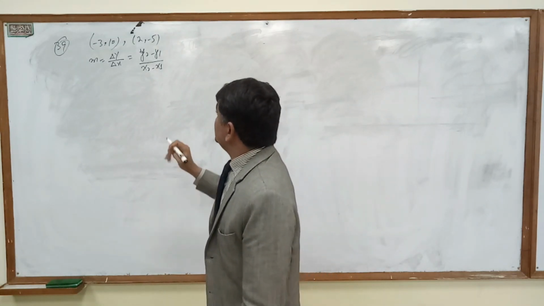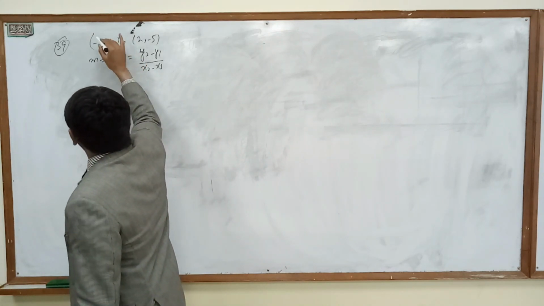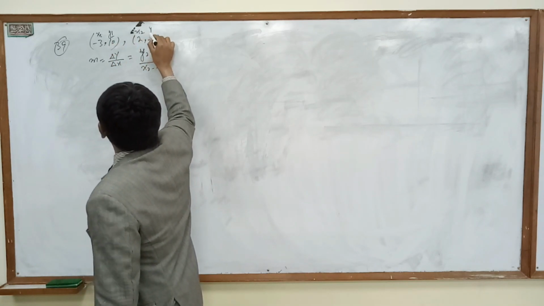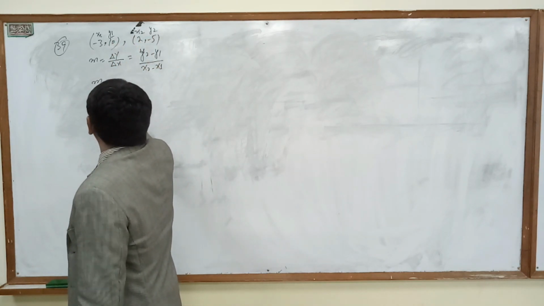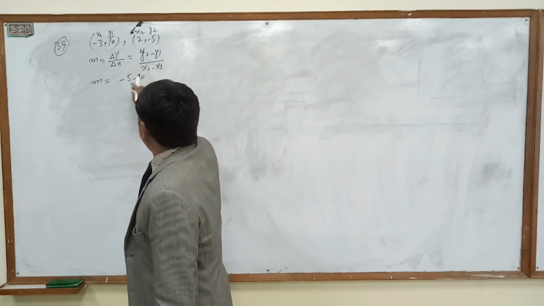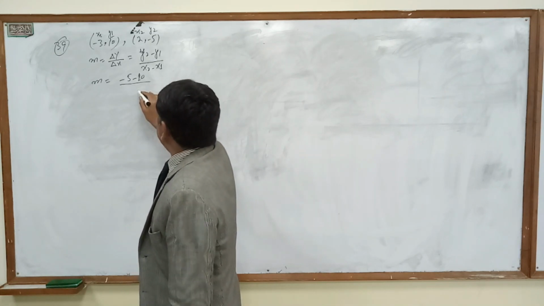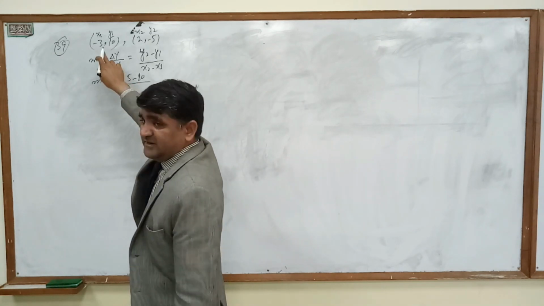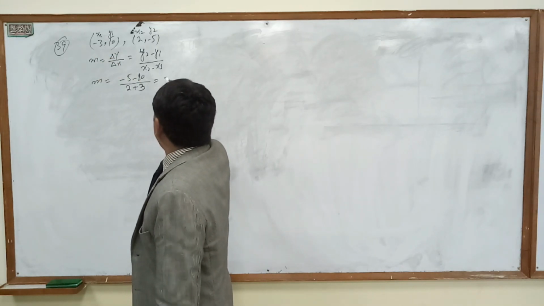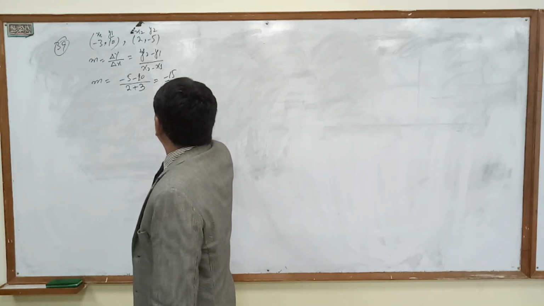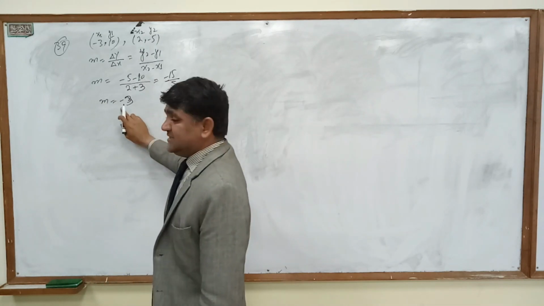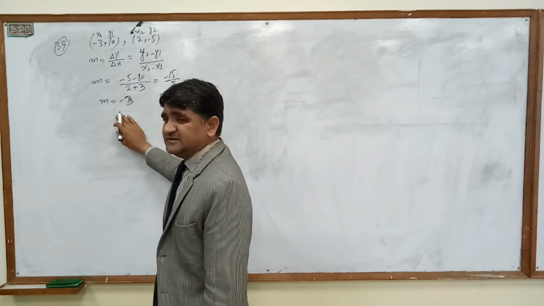So what is y2? Here you should be very careful. It's x1, y1, and x2, y2. So y2 is equal to minus 5 and y1 is 10. Minus is in the formula. x2 is 2 and x1 is minus 3, so minus minus becomes plus 3. So minus 15 by 5. So m is equal to minus 3. So the sign is negative; we can say the slope is negative.